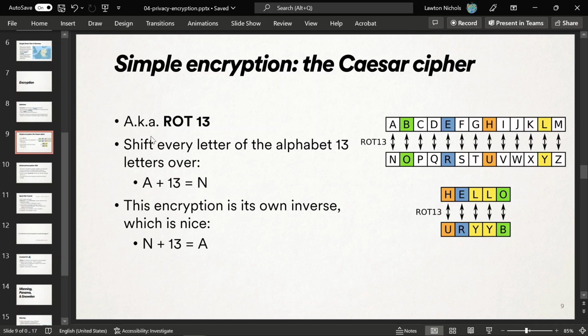So this is how you do ROT13 encryption. You take whatever you're trying to send. Here's your message. Maybe it's hello. And you just shift it. You shift every letter by 13 in the alphabet to the right.